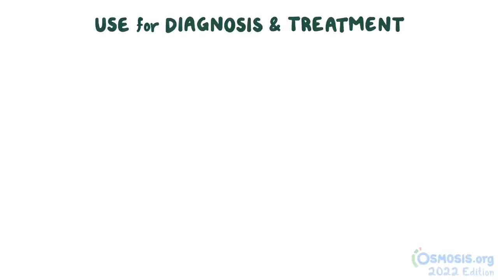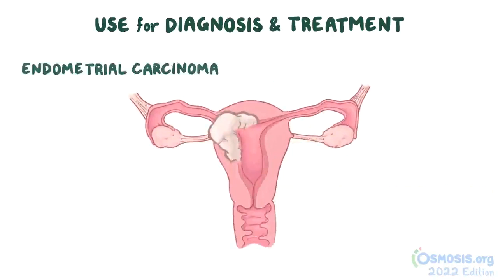Okay, another indication of progestins is endometrial carcinoma or endometrial cancer, which is when malignant or cancer cells arise in the glands of the endometrium.